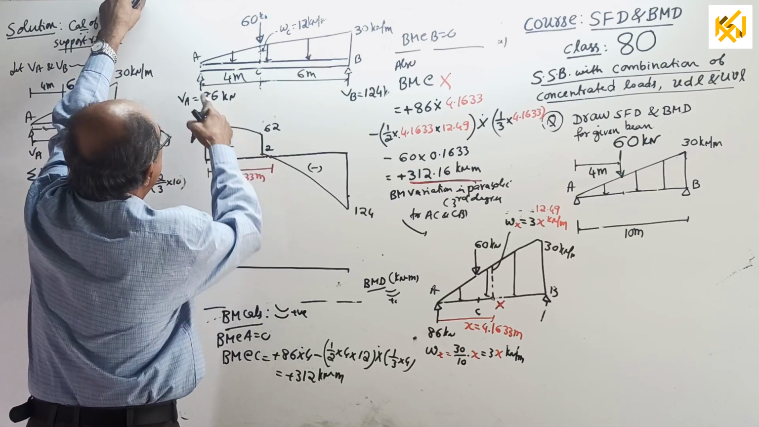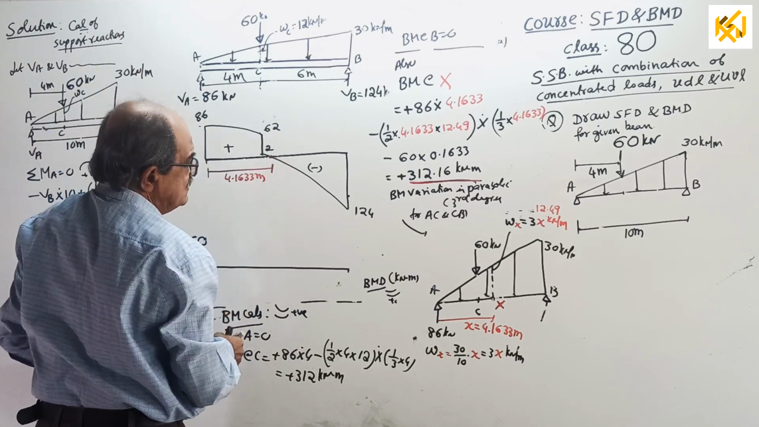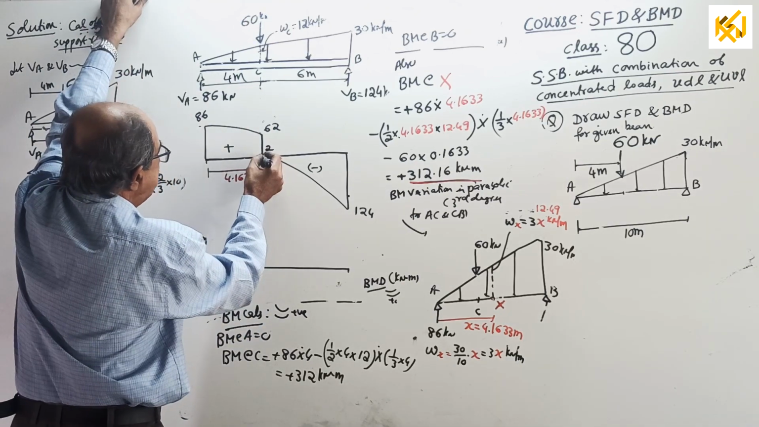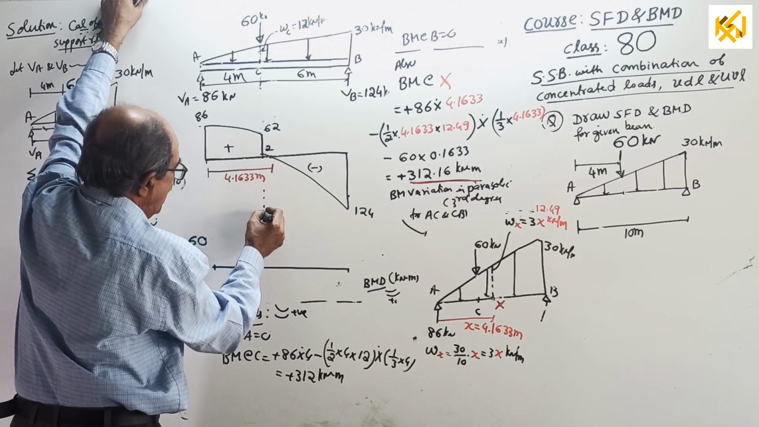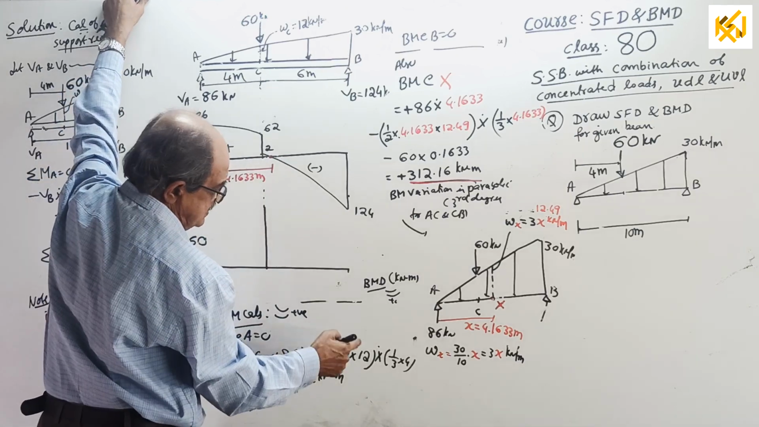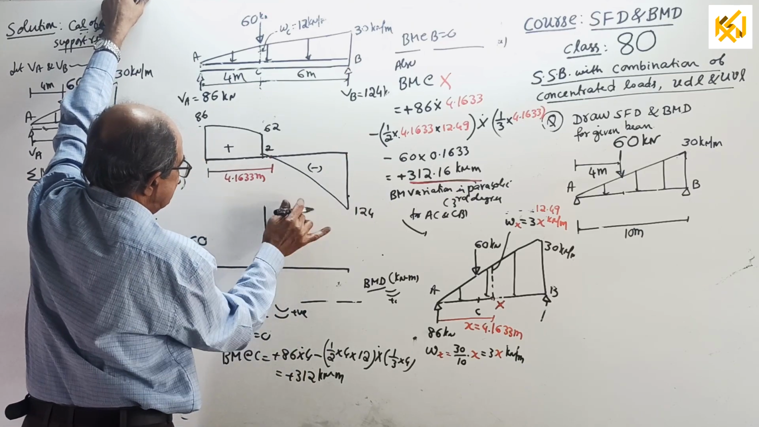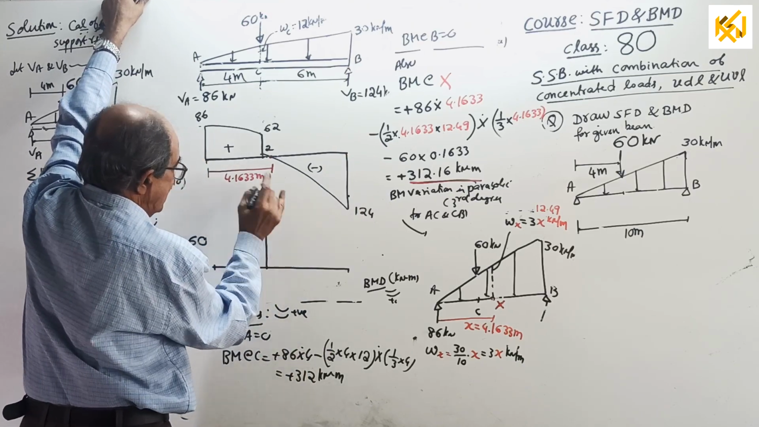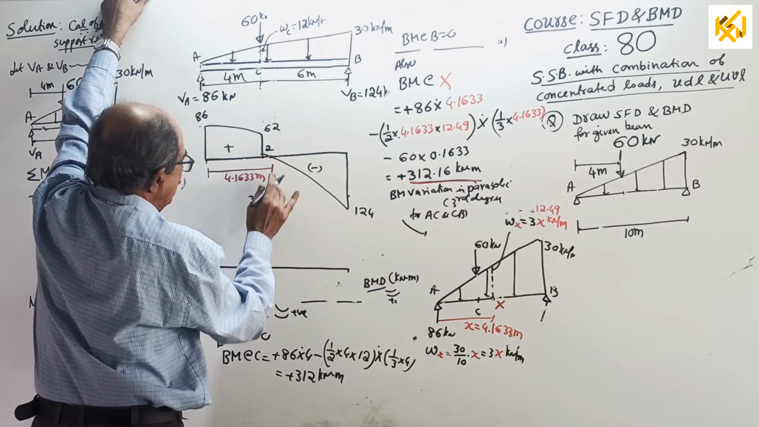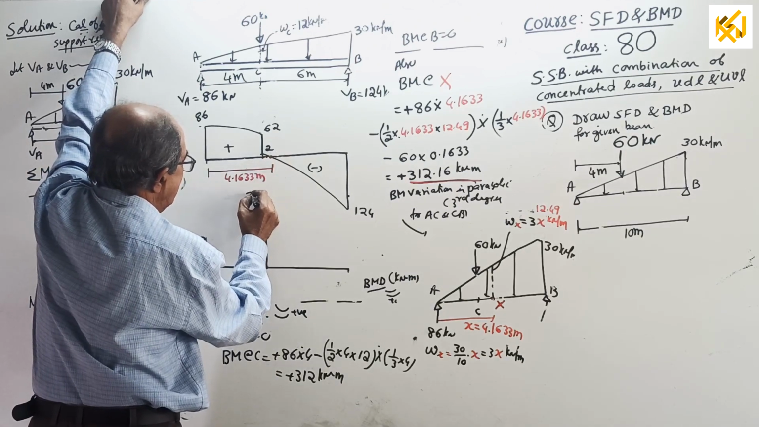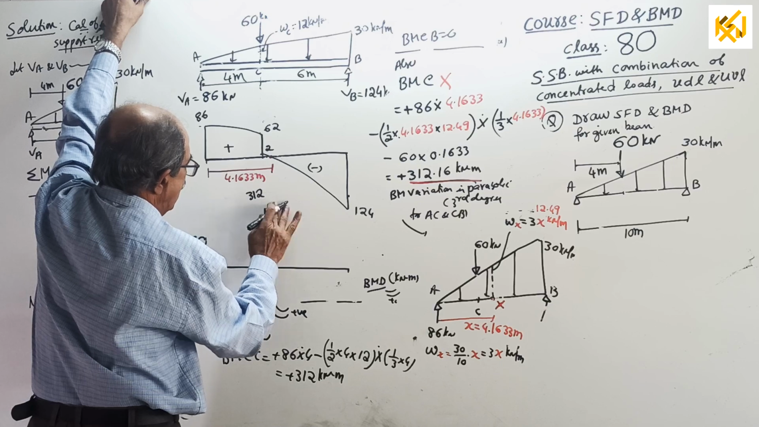4.1633 meter. This is 4 slightly after this point. Okay, now at this point C, what is the BM at C? At C, 312. That is not the maximum BM. The space problem here. I'll put here 312 is the BM at this point.